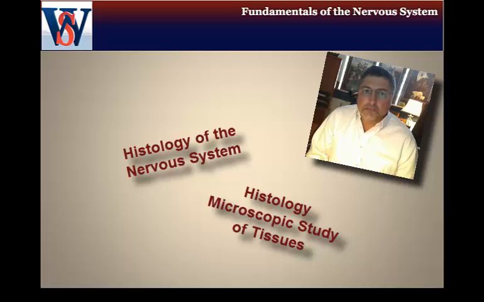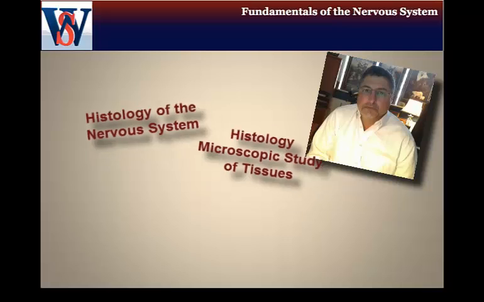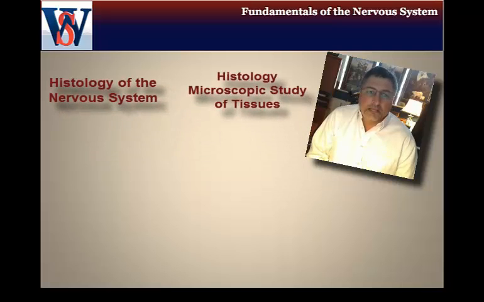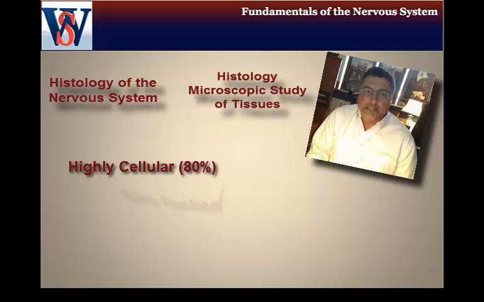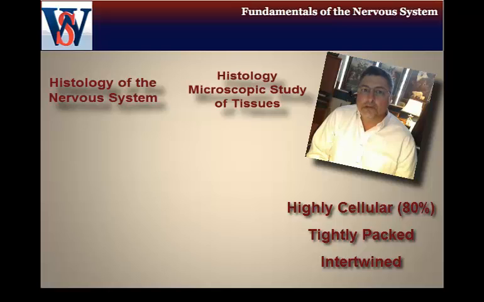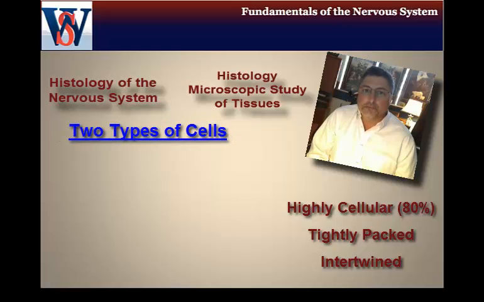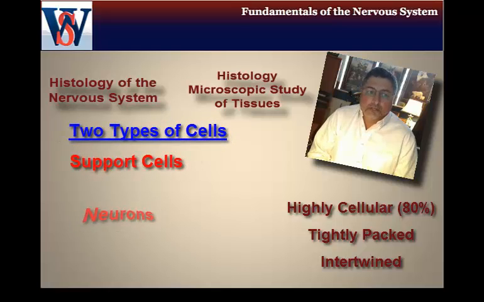If we were microscopically viewing the nervous tissue, we would find that it is about 80% cellular, highly cellular in content. It is tightly packed and intertwined. The nervous system is going to be composed of two types of cells, the support cells and the neuron.